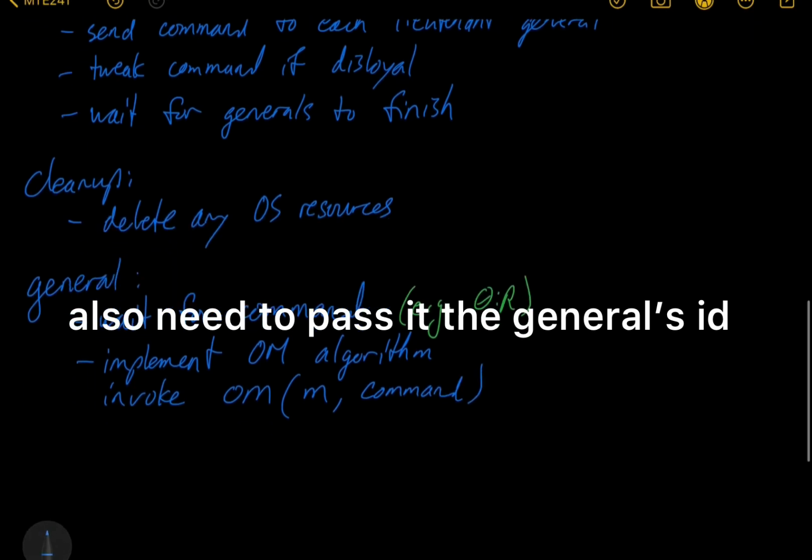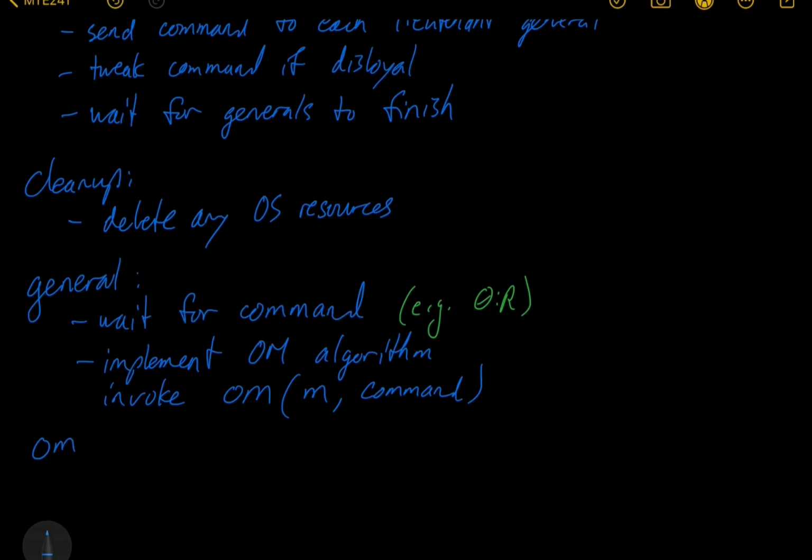Let's look at what the OM algorithm would look like then. The OM algorithm has two cases. If M is greater than 0, it's going to be calling itself again. If it's 0, then it's the last level, and if it's the reporter, it spits out the message it got.